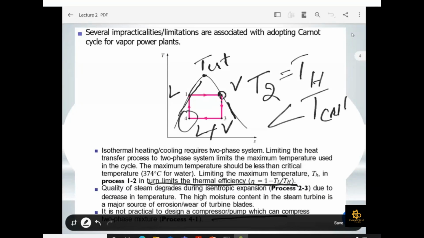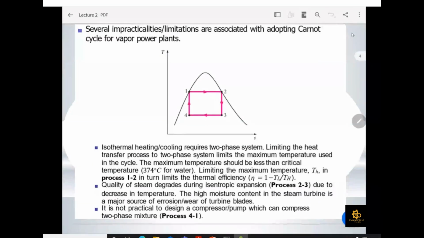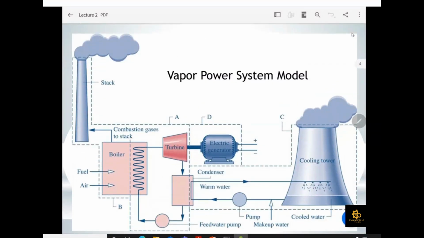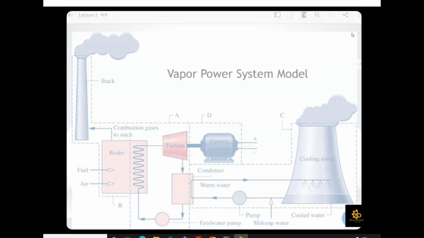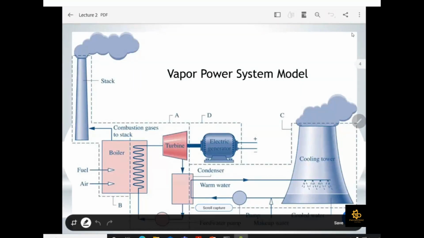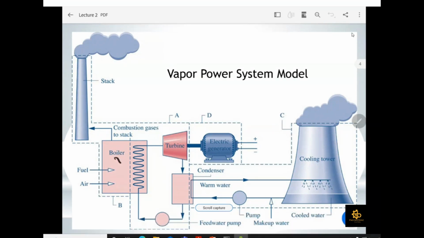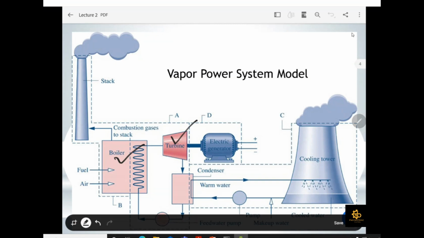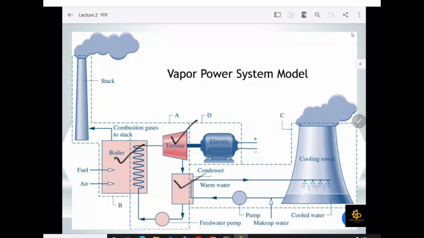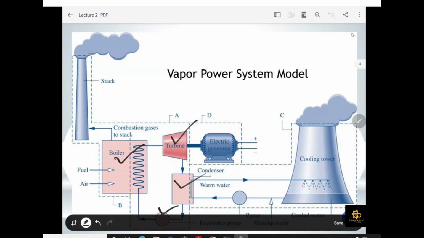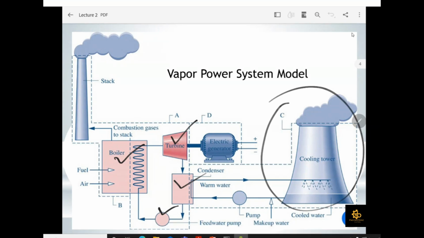So now coming to the vapor power cycle. This is how your vapor power cycle looks like. In a real vapor cycle, there will be a lot of equipment that is seen over there, but the main components are your boiler and your turbine. The boiler is where you input your heat, and the turbine is what produces your power. This is the heat sink. Then there will be a pump.